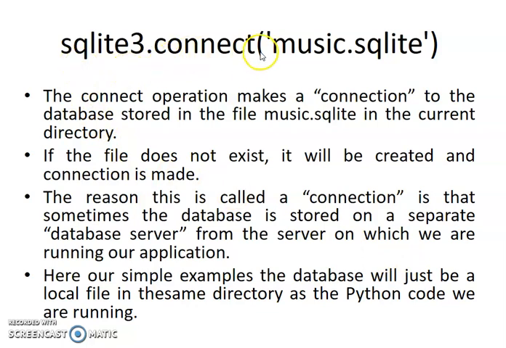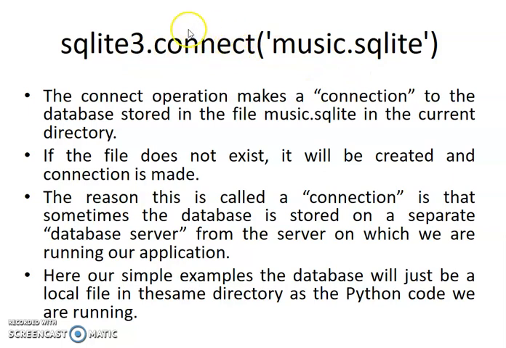So sqlite3.connect: what does this do here? The connect operation makes a connection to the database stored in the file music.sqlite in the current directory. If the file does not exist, it creates it, just like how we create a file in write mode. If it is already there, it connects to it. If it does not exist, it creates a new file with whatever name we specify here. So here we are creating music.sqlite.